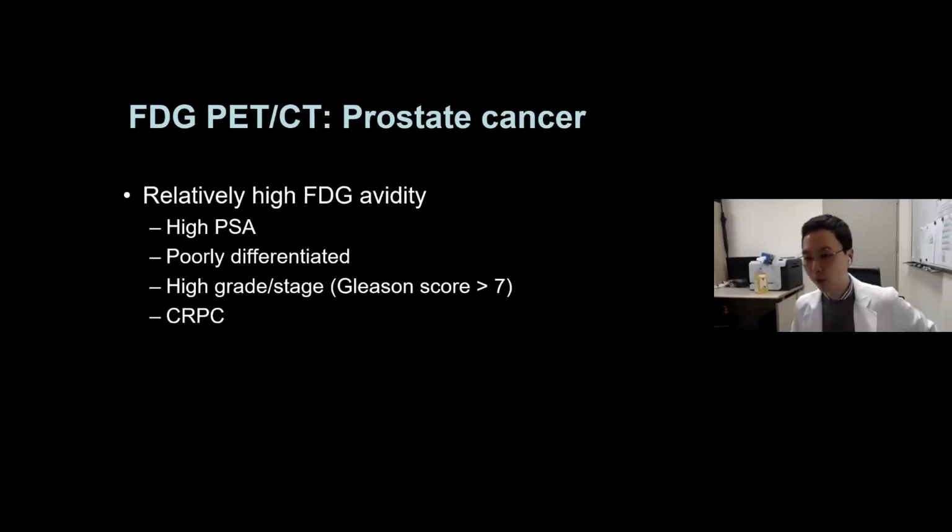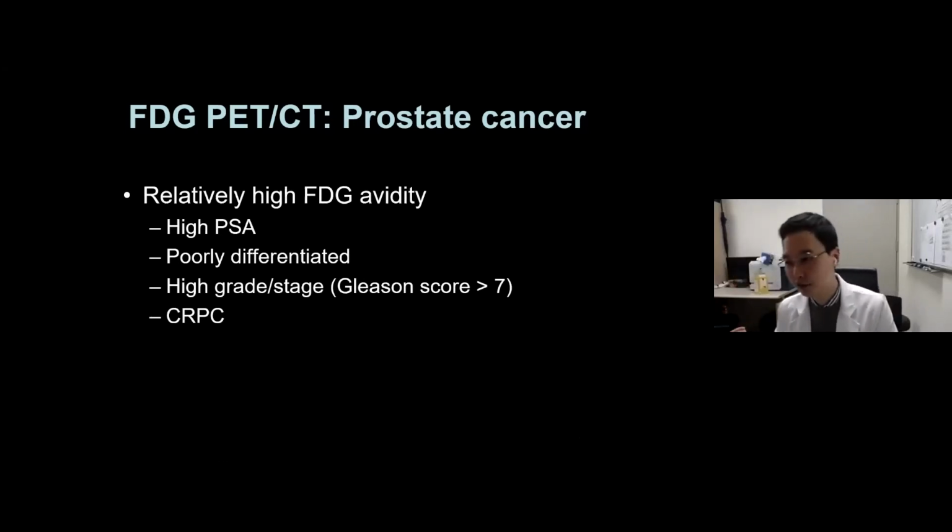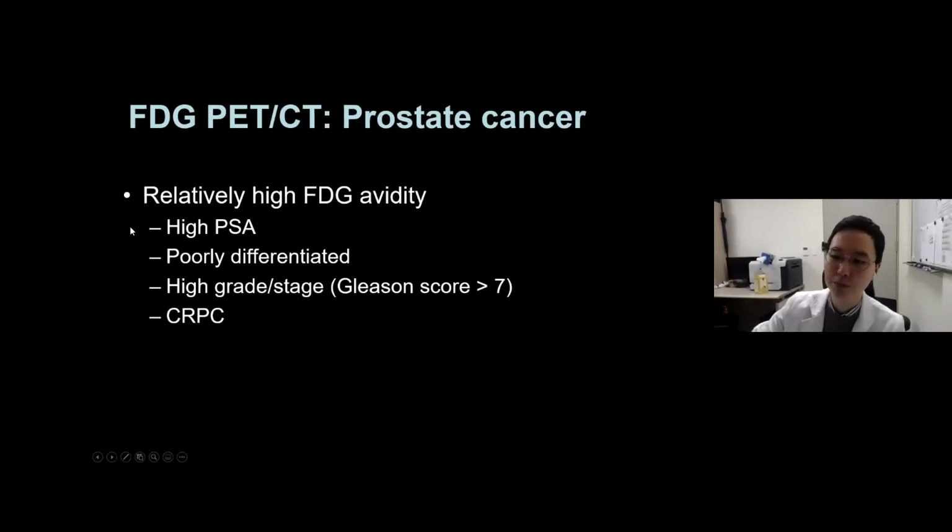So from the report, we can summarize that there can be a chance of relatively high FDG avidity if the patient has a high PSA, or the tumor is poorly differentiated or high grade, like a Gleason score of more than 7, or in a patient who has castration resistant prostate cancer, or also, not reported, but size also has a great effect on FDG uptake.